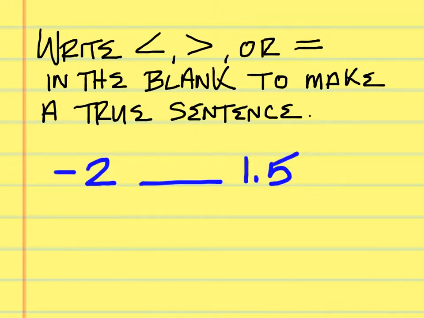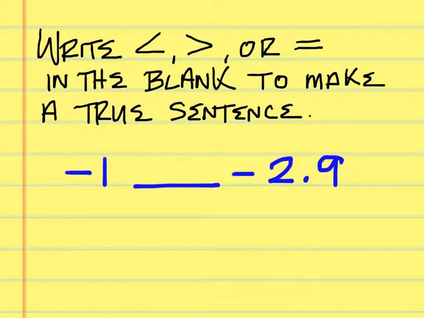Negative 2 compared with 1.5. What sign should go in there? Less than is right. Negative 1 and negative 2.9. What sign should go in there? Greater than is right. Negative 1 is greater than negative 2.9.